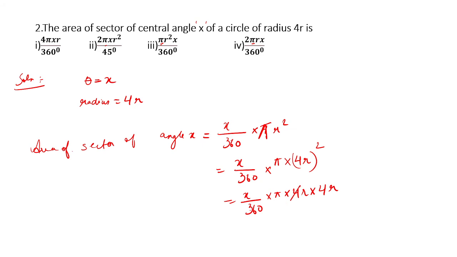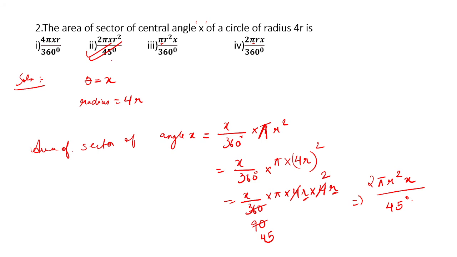So 4 into 4, how many times 36? 4 nines are 36 and 0. Now you have 2. 2 times 2s are 4, 2 times 4s are 8 and 45. So you're left with 2 pi r square x by 45 degree. That means the given answer for this is going to be 2 pi r square x by 45 degree, option number 2. Clear with this?